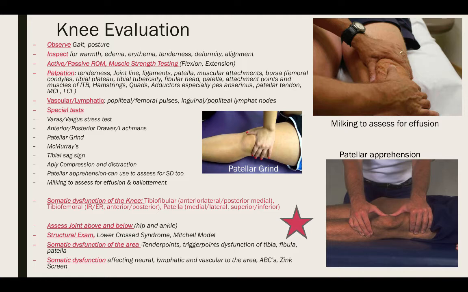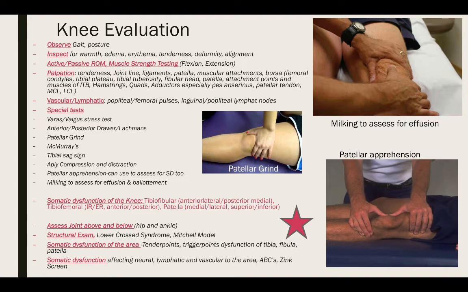Pretty easy. Don't forget to assess the joint above and below. Your structural exam: somatic dysfunction of the area. Again, tender points, trigger points, dysfunction of the tibia, fibula, and patella. And your somatic dysfunction globally. Checking for your ABCs and your zinc screen. And here are some pictures of some of the tests.